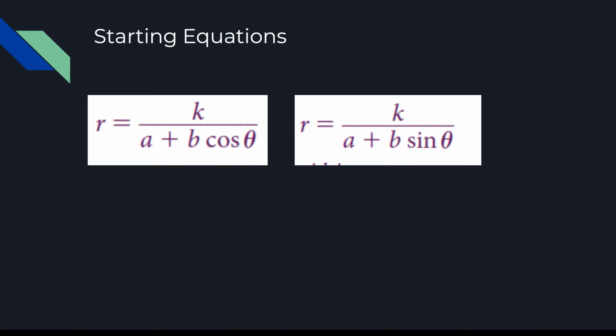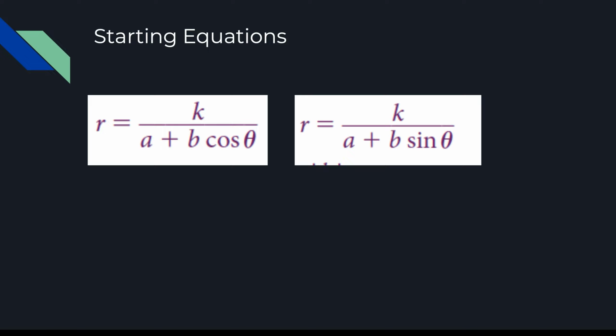Starting equations for conic sections in polar form. So we've got r equals k over a plus b cosine theta and r equals k over a plus b sine theta. So the two variables that really determine the shape and type of the graph are a and b. The relationship between a and b is what will determine whether or not your graph is a hyperbola, parabola, circle, or ellipse, while k really acts as a scalar to the base behavior, but changing k won't change whether or not the graph is a circle, ellipse, hyperbola, etc.